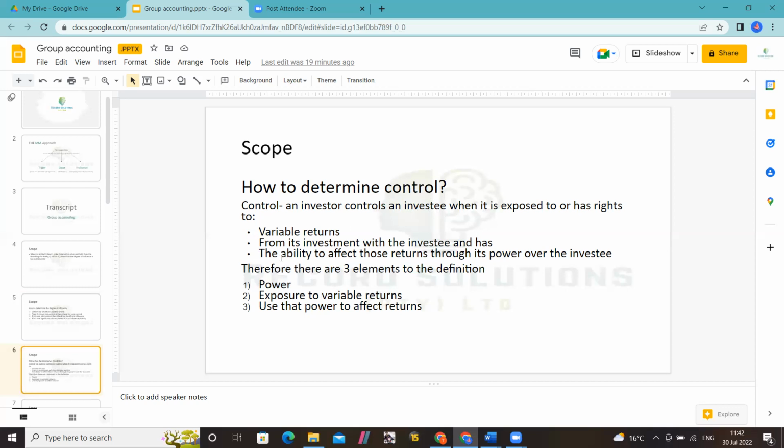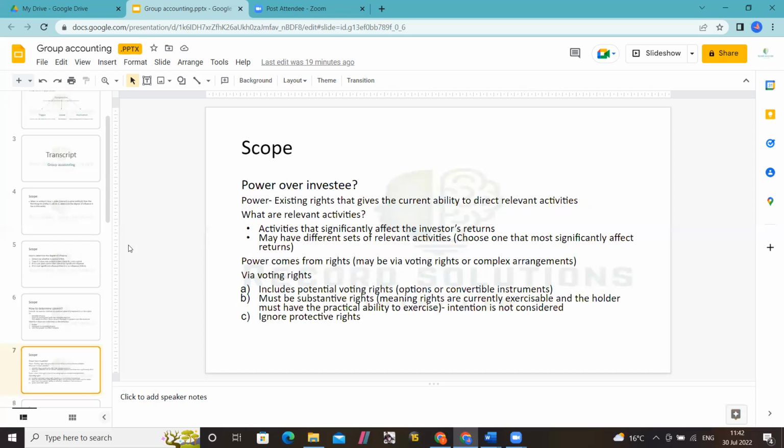So the first thing, do you see that they say the ability to affect those returns through its power? So we have to now determine whether we have power. So that's the first element. So determine whether we have power. So now to determine whether we have power, we have to determine what is this power. We have to determine the power over the investee. So what is this power? So power is existing rights that give the current ability to direct relevant activities.